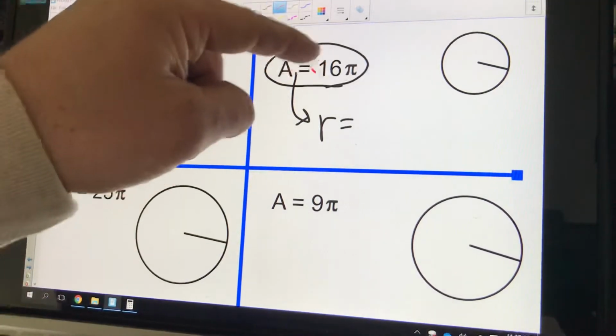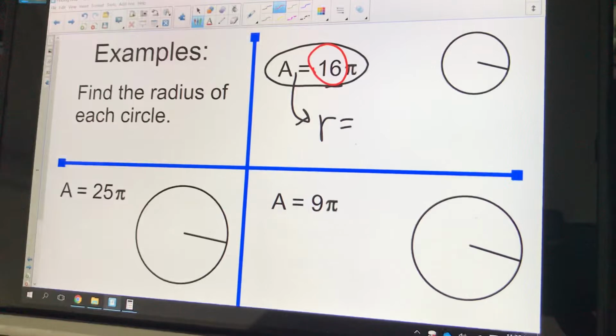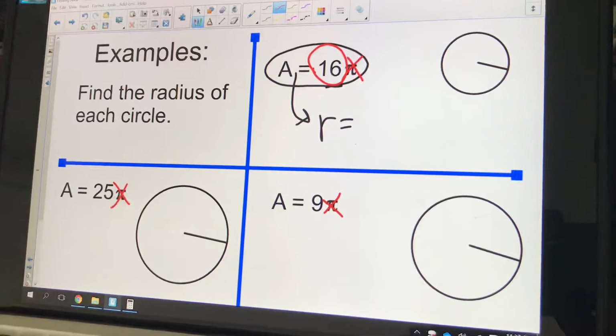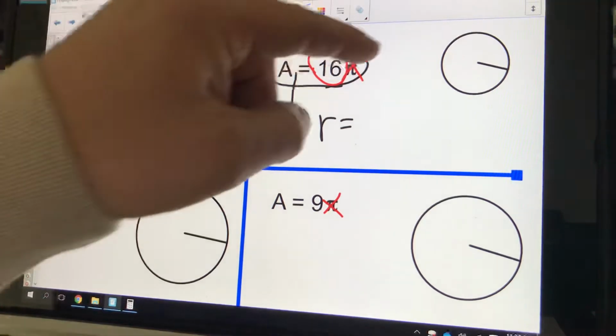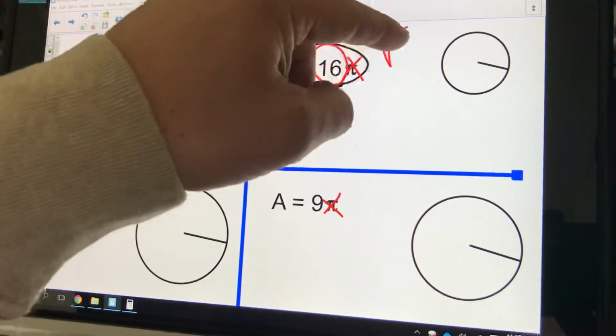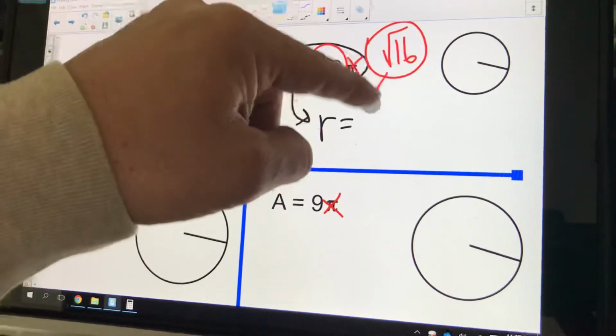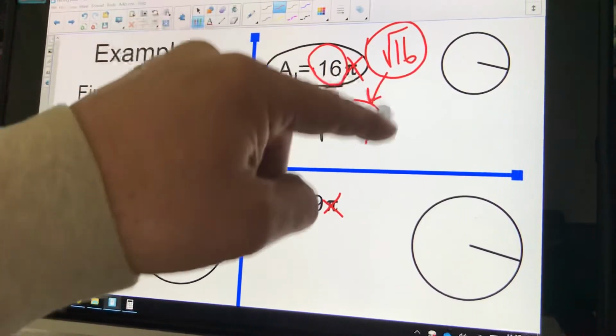What I have to do in this case is I got to look at the 16. The pi, guys, it does nothing for me. Does nothing for me. Does nothing for me. I'll cross them all out. I have to ask myself, what number did they start with to get 16, right? So what number did they square to get 16? Well, I can think of it like this, the square root of 16, right? Or what number times itself is 16, and that's 4.